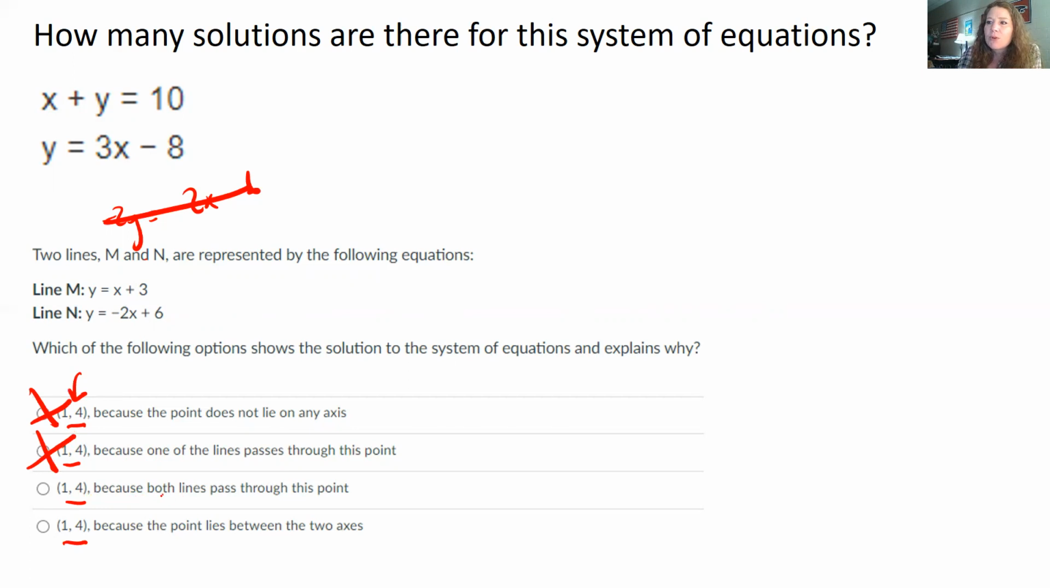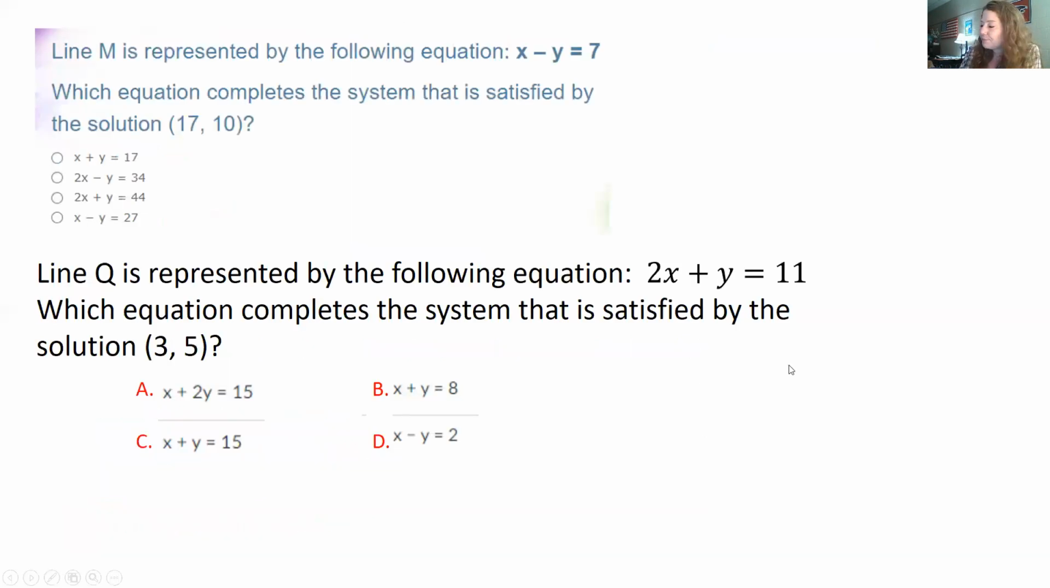1, 4, because both lines pass through that point? Well, that's got to be it, right? That is why we have a solution where they intersect, which means both lines have to pass through that point. I like C. I don't even know what D says, but I know it can't be the right answer. But let's look at it anyway. 1, 4, because the point lies between, no, we haven't said anything about being right on the X or Y axes, right? So that doesn't even make sense. So C is the right answer. It's where they both intersect.